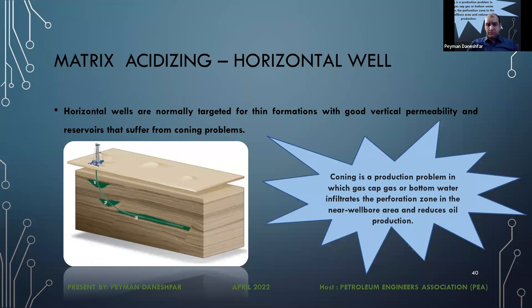Horizontal wells are normally targeted for thin formations with good vertical permeability and reservoirs that suffer from the coning problem. Coning is a production problem in which gas cap gas or bottom water infiltrates the perforation zones near the wellbore area and reduces production.